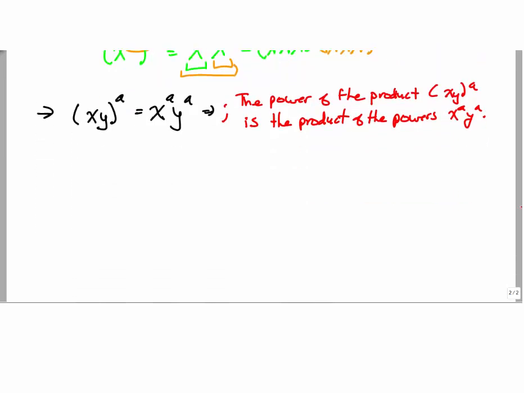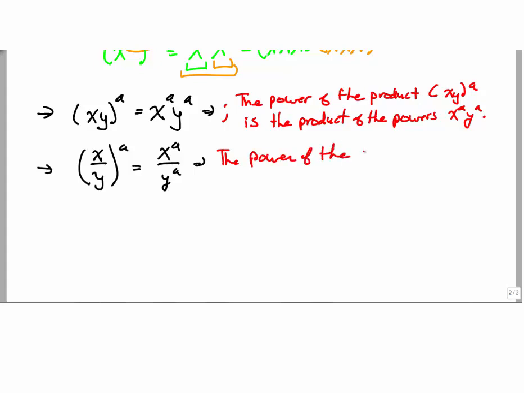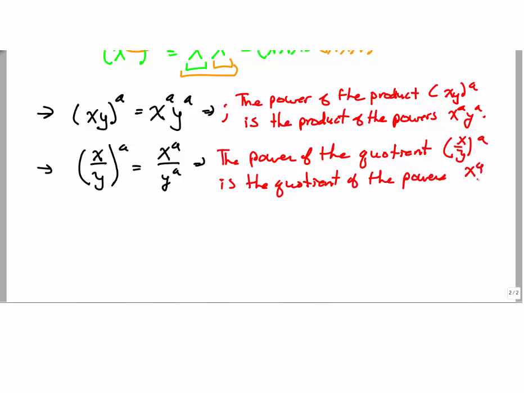Now the same thing's going to work with a quotient. So if I had x over y to the a, now I have to have these parentheses here and here. If these parentheses aren't here, then the base would just be the y. So this is x to the a over y to the a, and this is the same. This would be the power of the quotient. And we change this to quotient because I'm dividing. The power of the quotient, which in this case was x over y to the a, is the quotient of the powers. So this would be x to the a over y to the a.